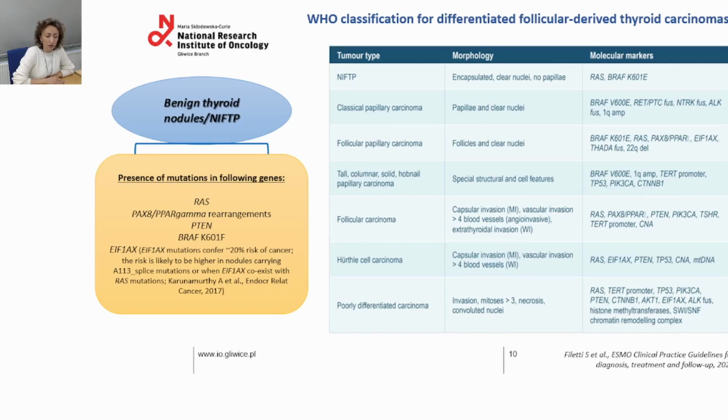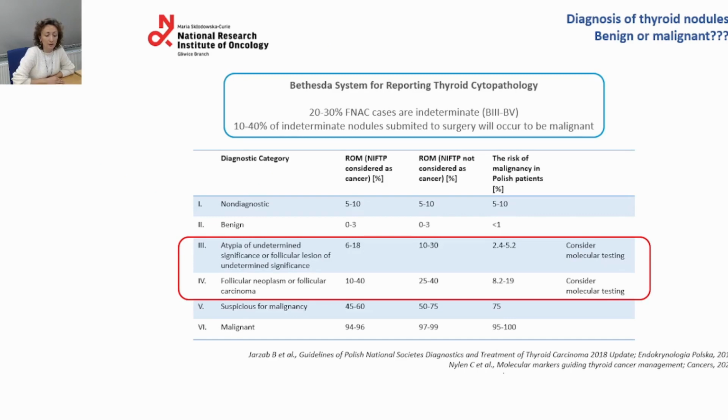According to the World Health Organization, there are many molecular markers that can be associated with different thyroid tumors. However, please remember that some of them are also present in benign thyroid nodules. And this is important when we think about the use of molecular markers in thyroid cancer diagnostics. So moving on to the clinical utility of these markers, as you all well know, 20 to 30% of fine needle aspiration biopsy cases are indeterminate in cytological evaluation. And these are the B3 and B4 Bethesda classes.